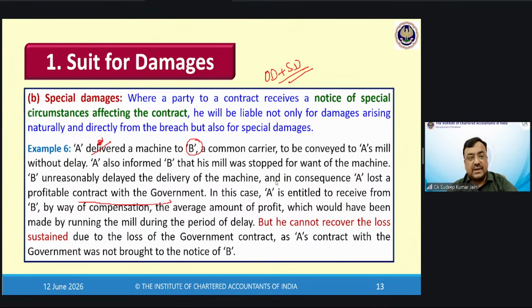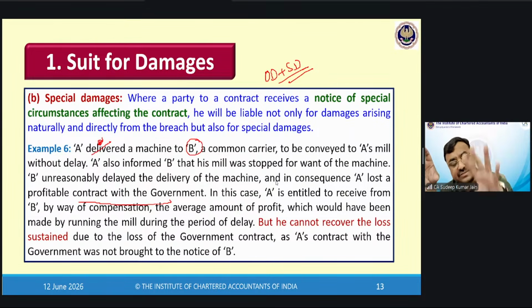So what is actually the case? A delivered the machine to B, a common carrier, to be delivered to A's mill, informing that please deliver on time, otherwise my mill has to be stopped. But because of carelessness of B, the delivery was delayed. A has to lose the government order also. But the government order was not informed by A to B. So in this case, A can recover only the average amount of profit during the period of delay, but he cannot claim the loss due to the loss of the government contract.